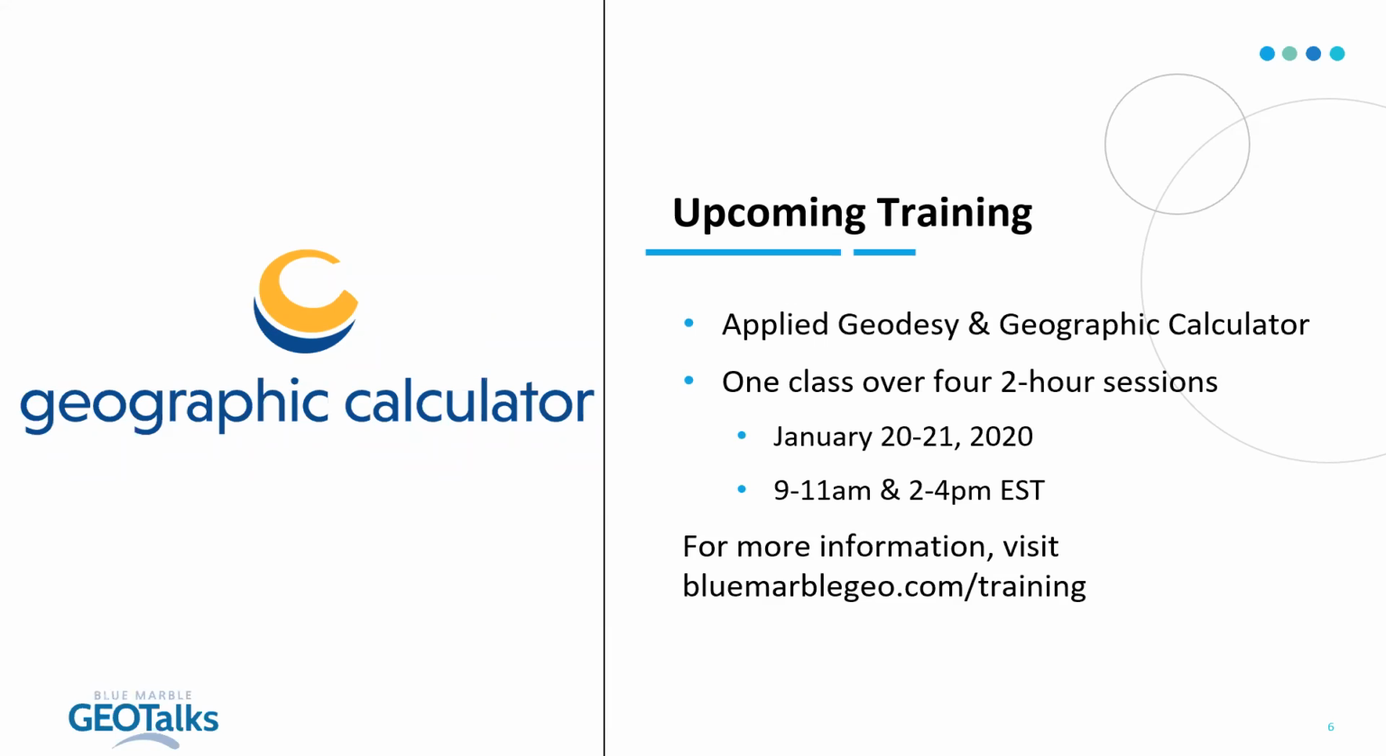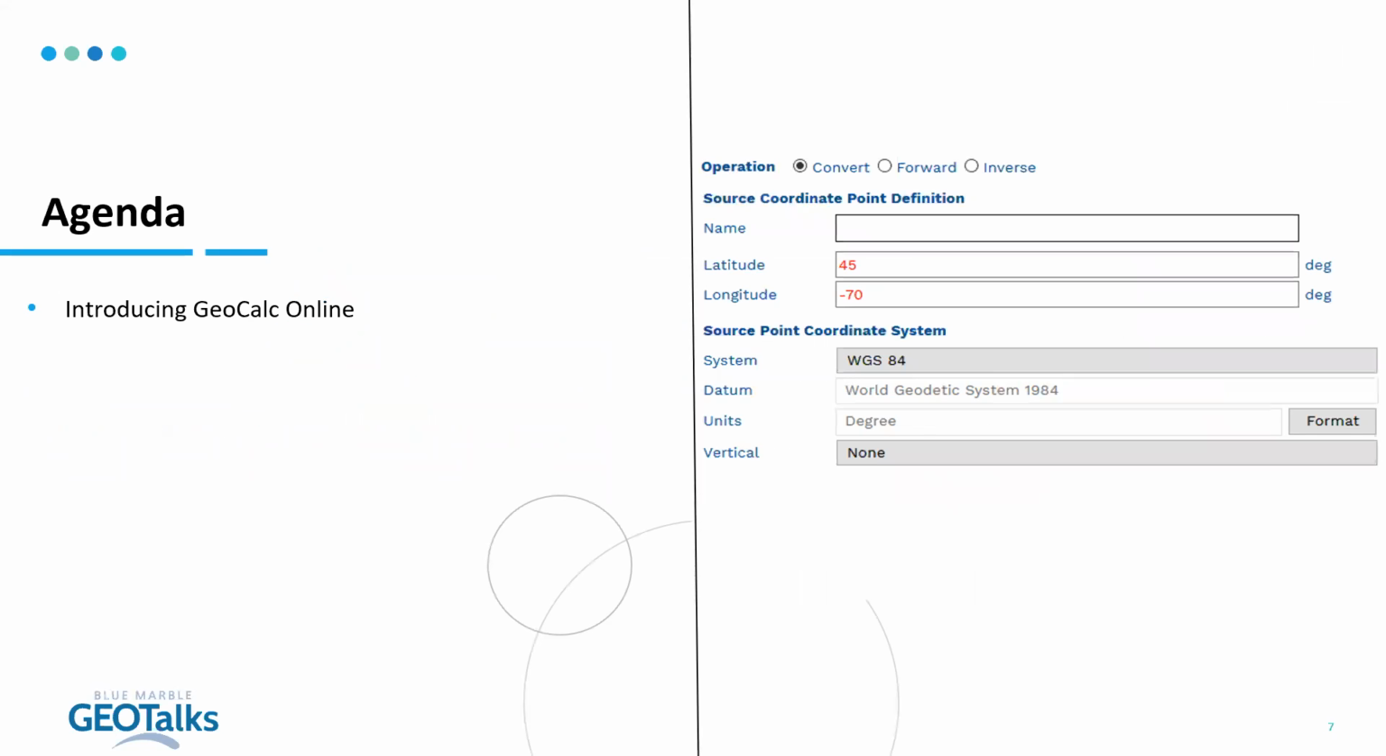But let's go ahead, switch gears a bit, and get into GeoCalc Online. Today I'm going to introduce GeoCalc Online. We'll talk about what it is, how it relates to some of our other products, and how you as our users can access it. We'll then look at searching the registry. There's a variety of different ways that we can search the registry and find definitions and objects and geodetic information that we may need.